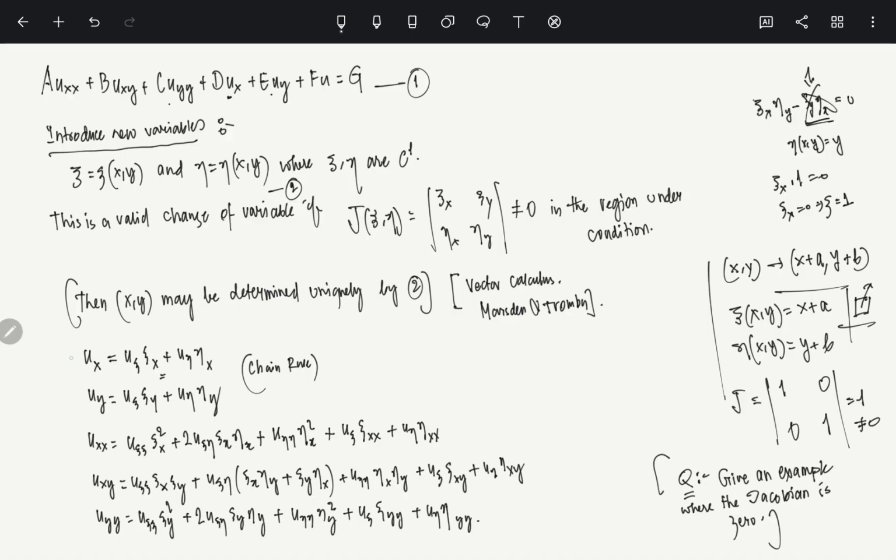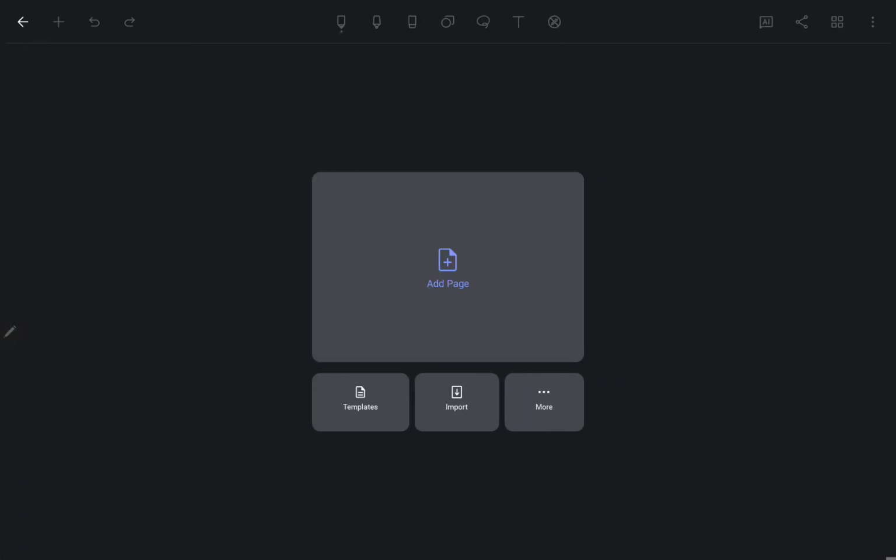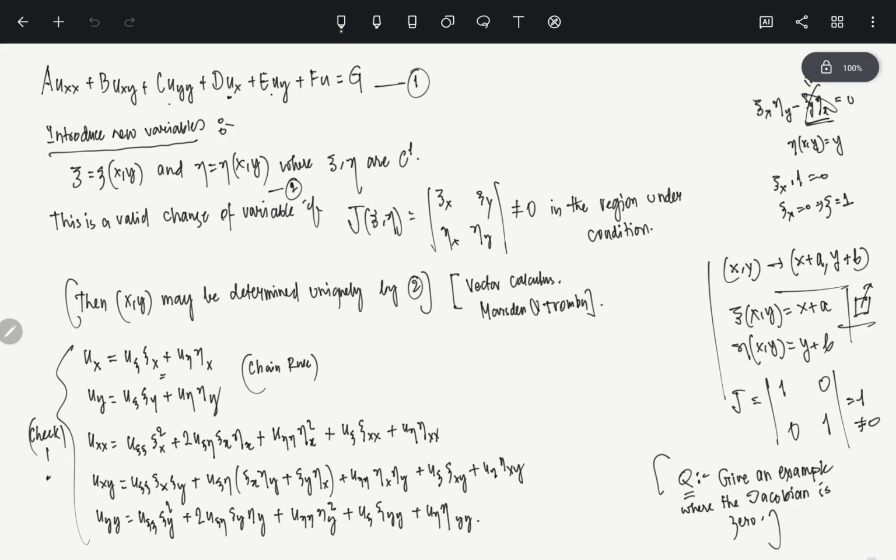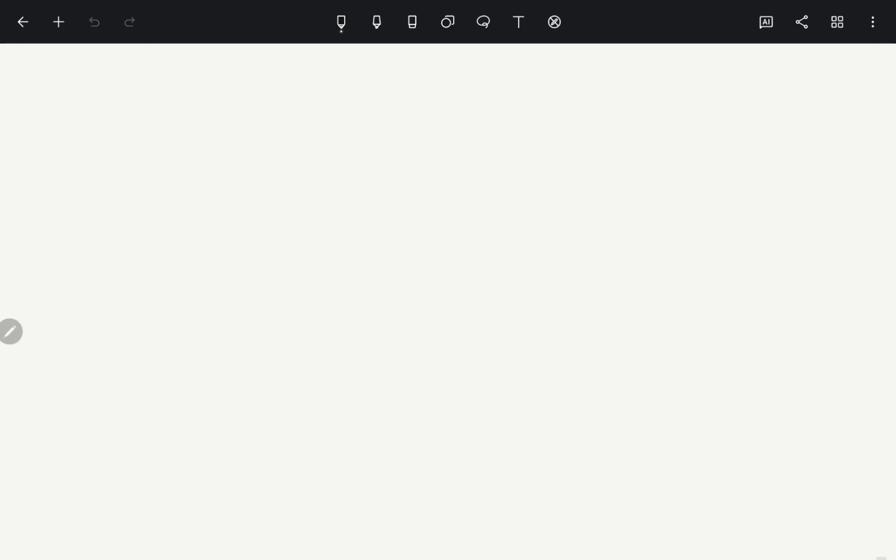So please check this part. It is very important that you check this. Why? Because we are going to use this change of variable in a lot of different problems. I will show you, but that's the idea. Okay, so now once this is done, you can substitute ux, uy, uxx, uxy, uyy, all of this, into one.